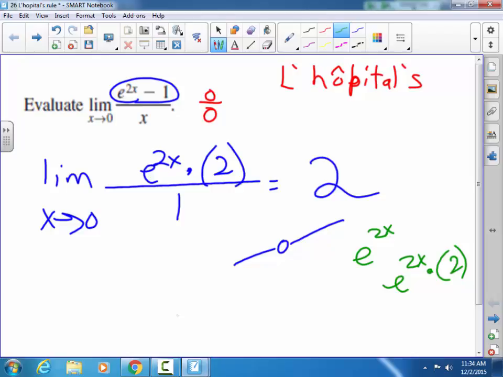Yeah, I forgot how to eliminate it. I didn't plug in the 0. Oh, you didn't plug the 0 in. Okay, yeah. We've got to plug that back in.